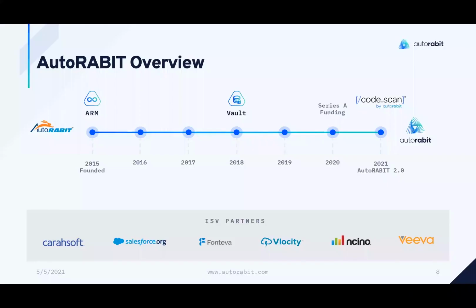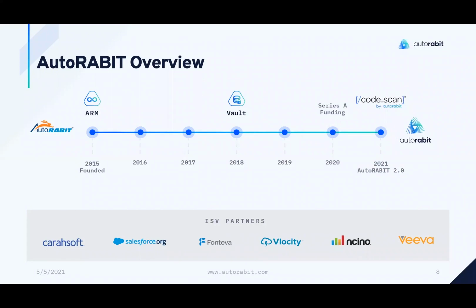So CI/CD with AutoRABIT is pretty straightforward, but before that, AutoRABIT is an application release management platform, or rather an automated release management platform, which was introduced in 2015, and we have come a long way in the last 6 years or so, by building a specific backup and recovery solution for Salesforce as well. And recently, a year back, we got funded by Full Partners. That was a Series A funding. And a month back, we acquired CodeScan as well. So you'll be hearing from Stephen about CodeScan in just a minute or so.